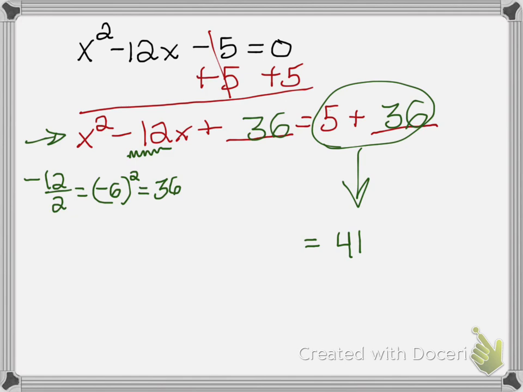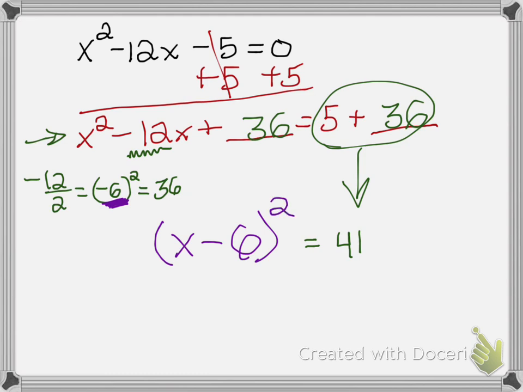And remember what I taught you in class, the shortcut? All you have to do is look at the number that you squared. In this case, I squared that -6. Put it in parentheses with x. So I'm going to have x minus 6 squared. That's how you factor that trinomial.